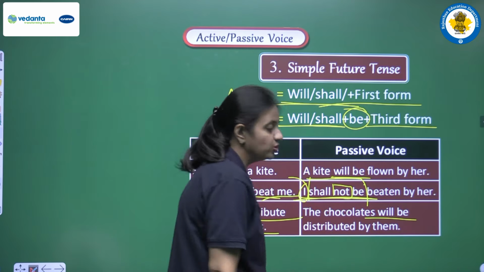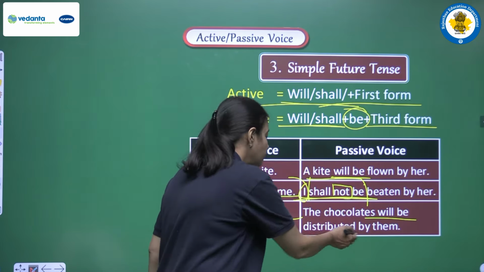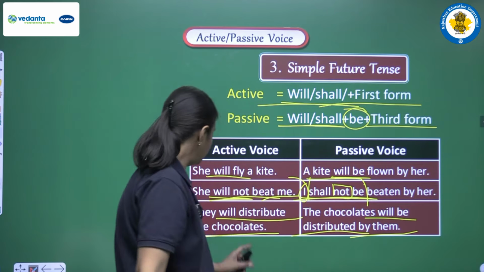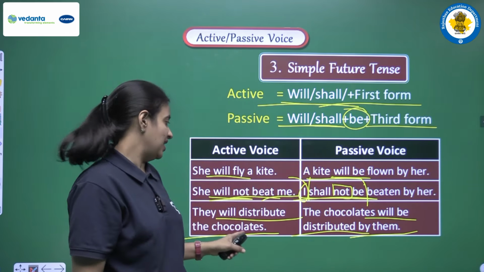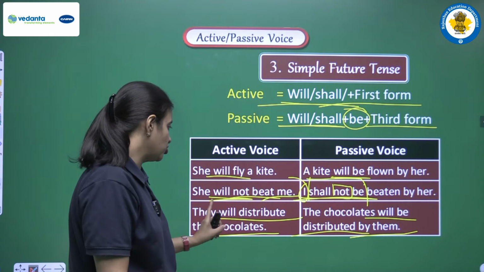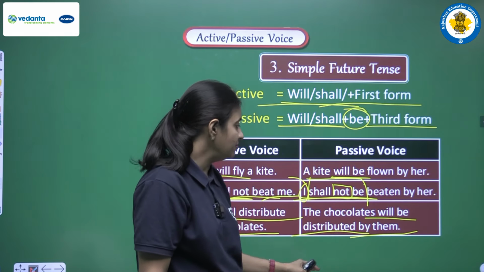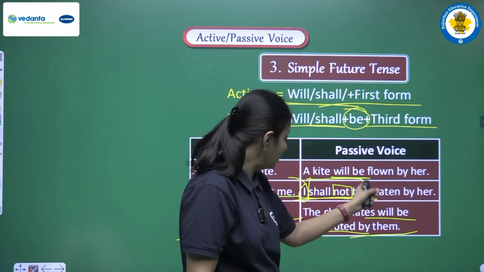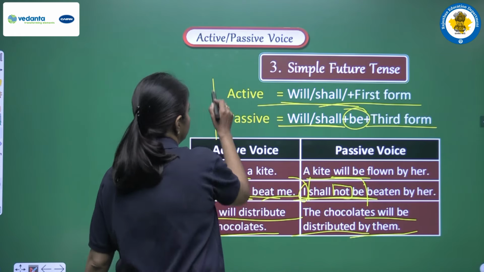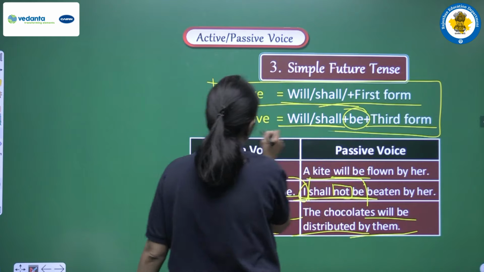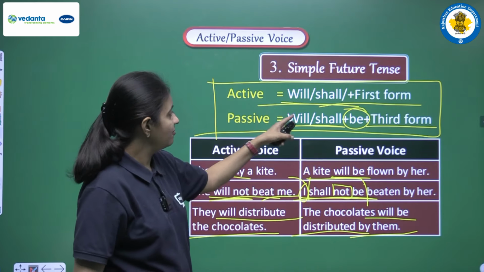Helping verb we are using will be. Third form distributed, and they will be converted to them, and yes we are adding by also. So we are having they will distribute the chocolates, and here in passive voice we are having the chocolates will be distributed by them.